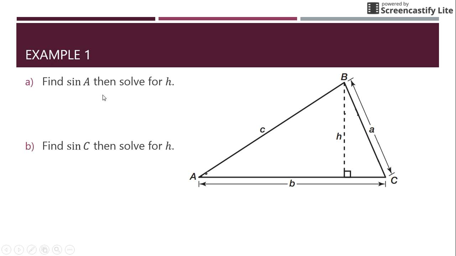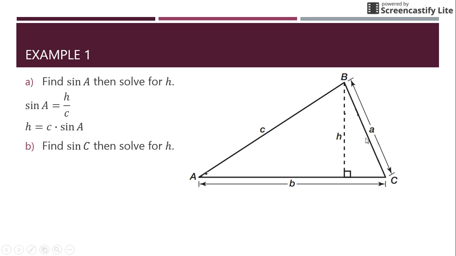So don't forget that the sine ratio is the opposite leg over the hypotenuse. And that means in the case of angle A, the sine of angle A should be equal to the length of H over the length of C. And it does say to solve for H, so let's go ahead and multiply both sides by C to get that guy all alone. And then we'll do the same thing for angle C.